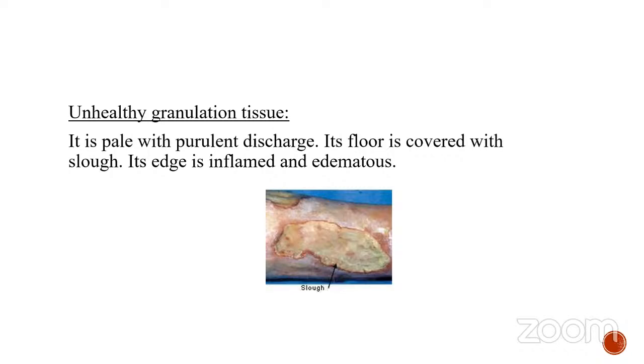And if we consider a non-healing ulcer, we can see in addition to the granulation tissue, the edge will usually be inflamed and edematous. So here in this ulcer, we can see how the floor is filled with slough. In order for the healing to happen, we have to remove the slough, and then new granulation tissue will start to form. So slough removal is an important part of ulcer healing.